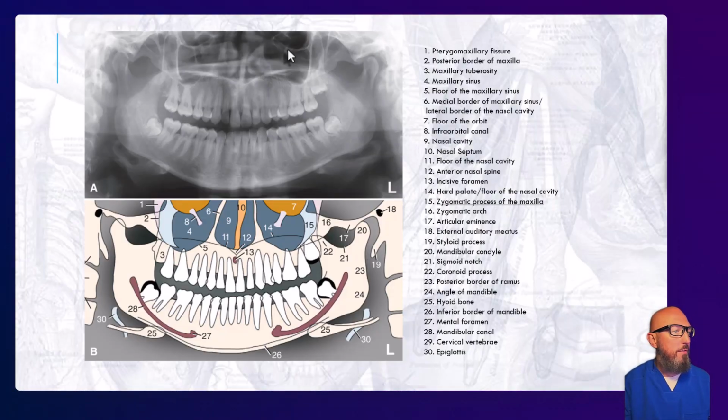What else didn't we cover? Infraorbital canal. Those cross the inferior border of the orbit. A lot of times you can see the pterygoid plates in a panoramic radiograph as well. Sometimes they're very discrete, and other times you can't really see it at all.